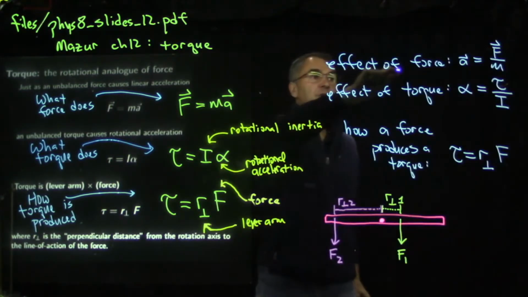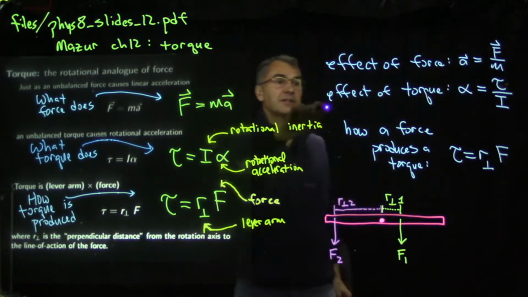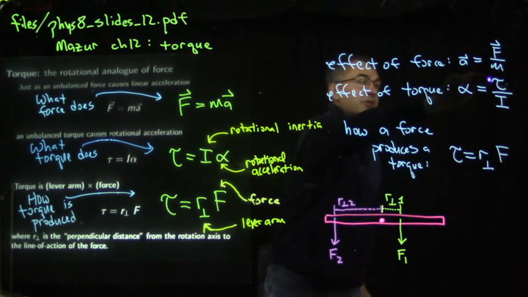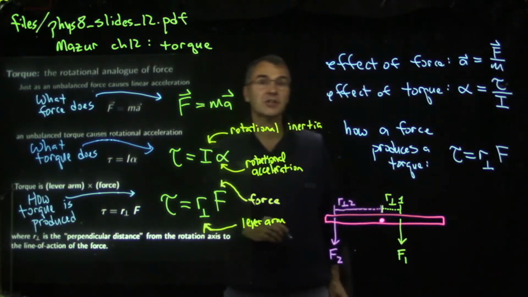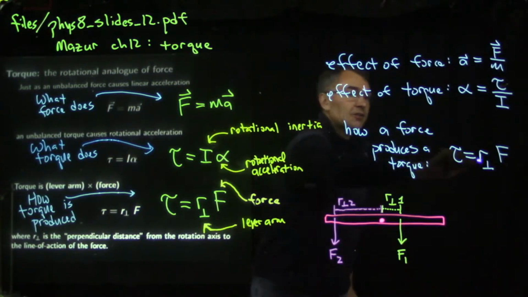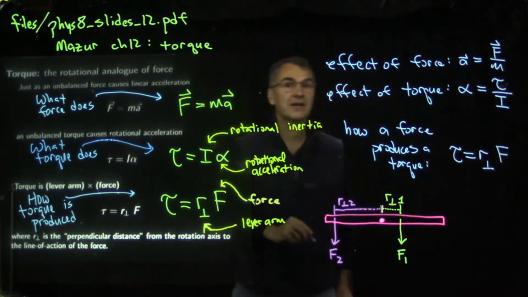So the effect of a force is to produce an acceleration which equals the force divided by the inertia. The effect of a torque is to produce a rotational acceleration which equals the torque divided by the rotational inertia. And the way we get a force to produce a torque is we take that force and we apply it such that the line of action of the force passes some perpendicular distance away from the axis of rotation.